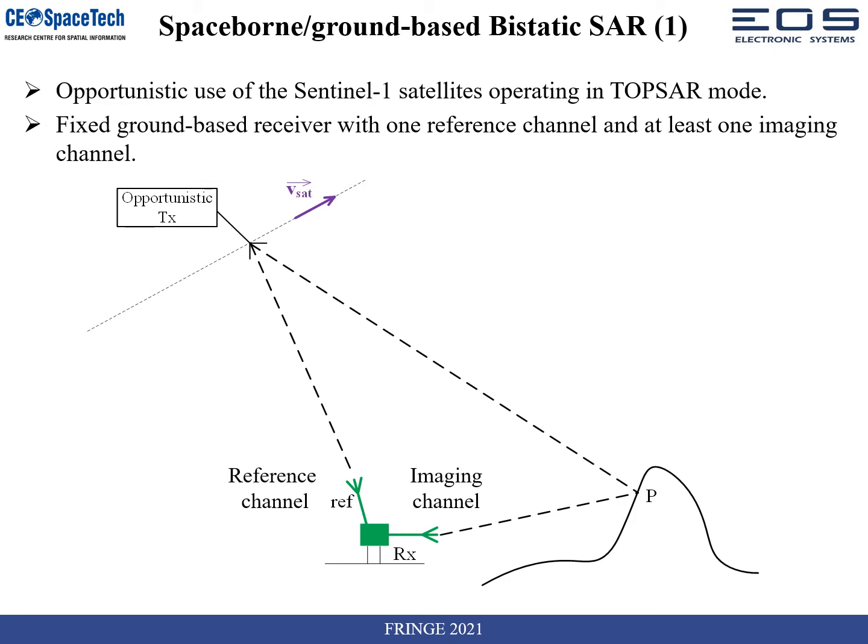The ground receiver has at least two channels. One channel receives directly the transmitted pulses from an antenna pointing towards the satellite, called the reference channel, whereas the others receive the reflected signals from an antenna pointing towards the imaged scene.